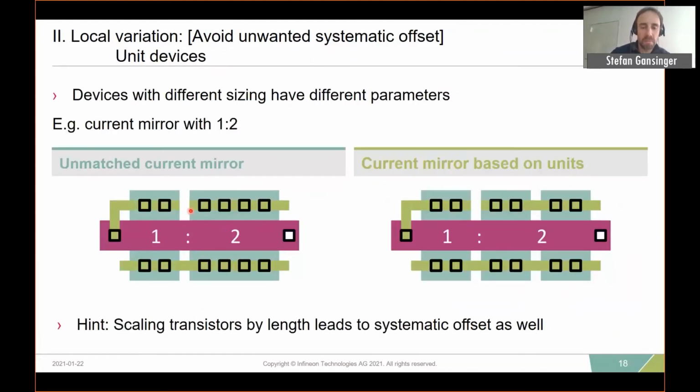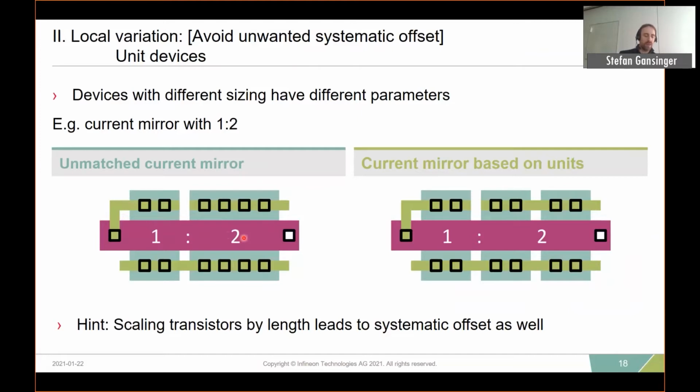Another thing regarding layout is what I said before: make use of unit devices. So imagine you have a current mirror with an input current and you want to have twice the output current. To do so, we would size the output transistor with twice the width compared to the input transistor, because then we have twice the current. If we look at the layout of this structure, you see that this transistor isn't the same as this one. So there are stress effects at the border, for instance, of the diffusion, which are different from this to this.